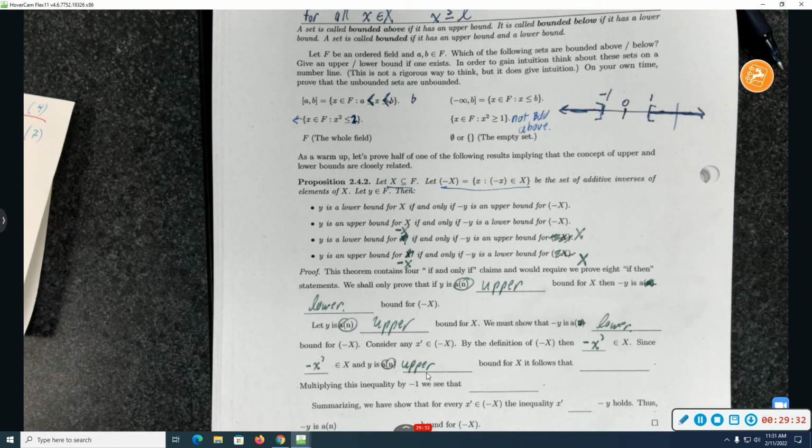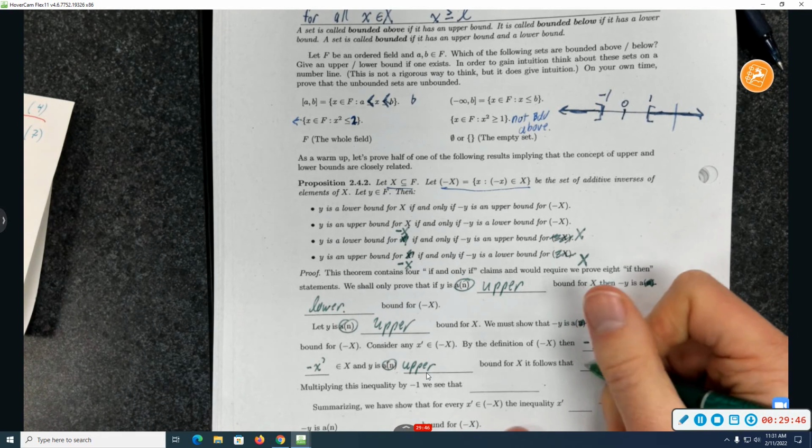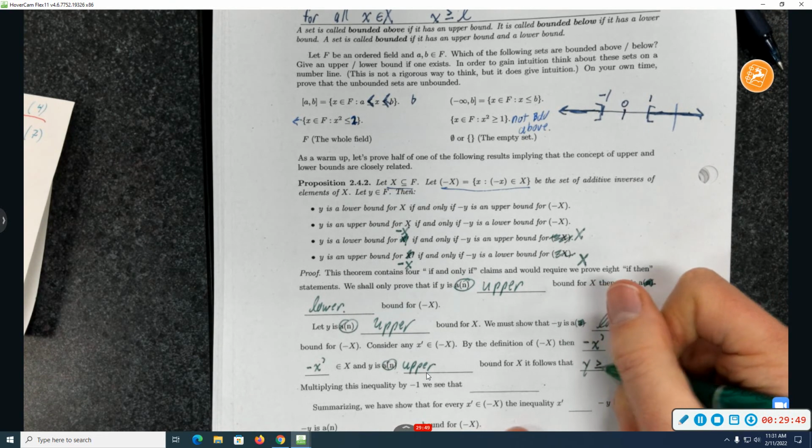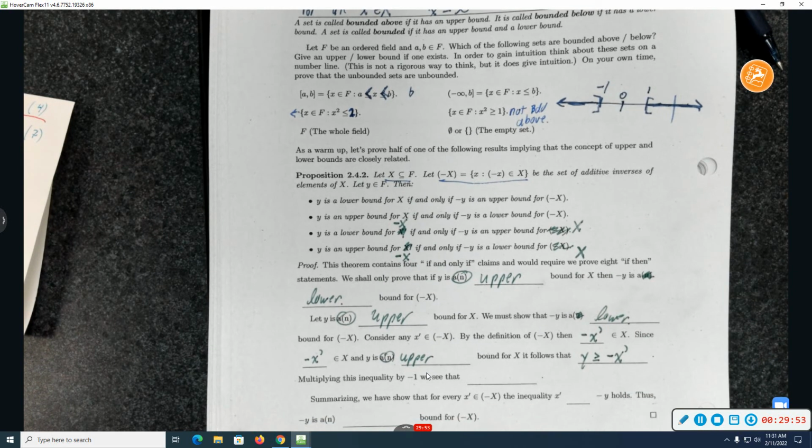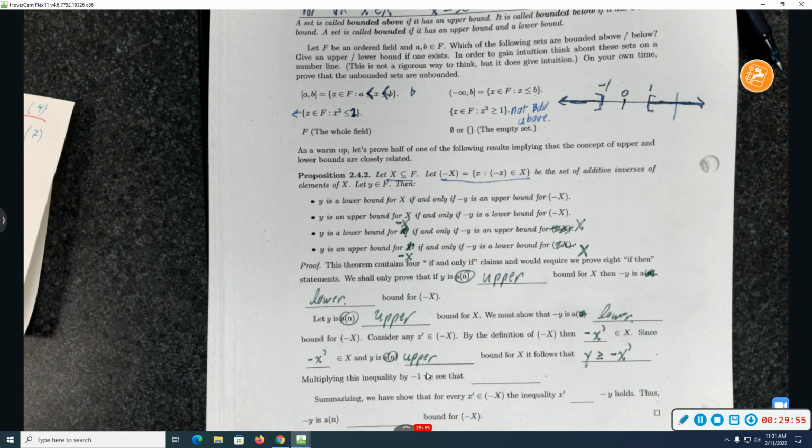If minus x prime is in big X and y is an upper bound, then y is greater than or equal to negative x prime. Right? And y is an upper bound, so it should be at least as big as everything in the set. Minus x prime is a thing in the set. There you go.